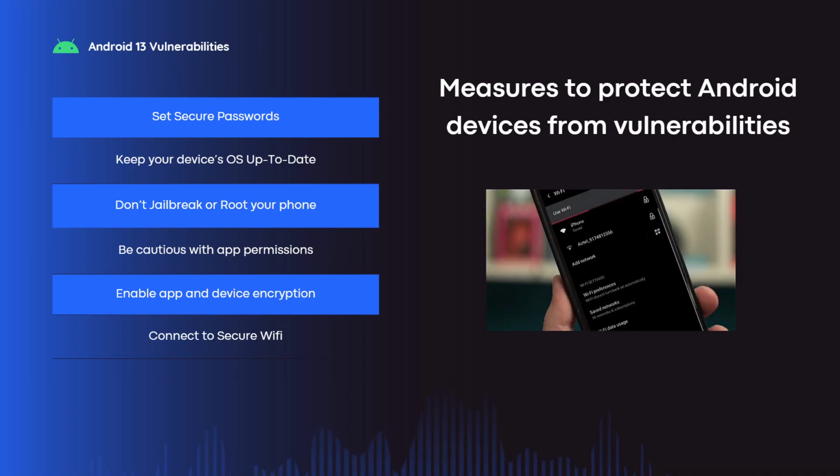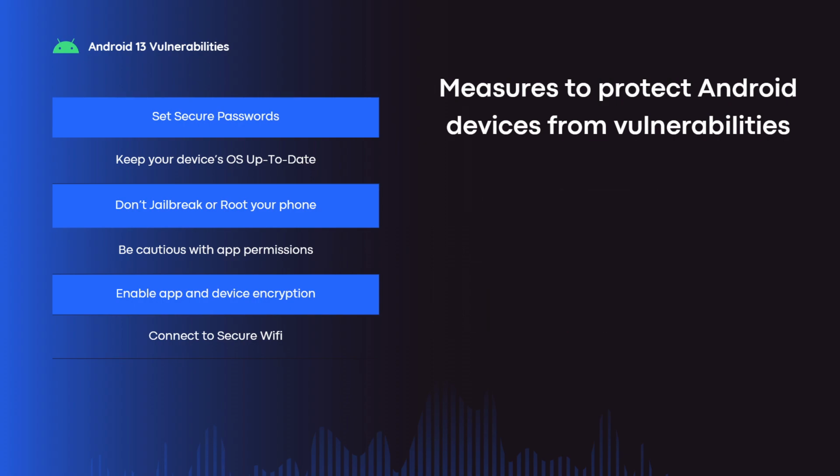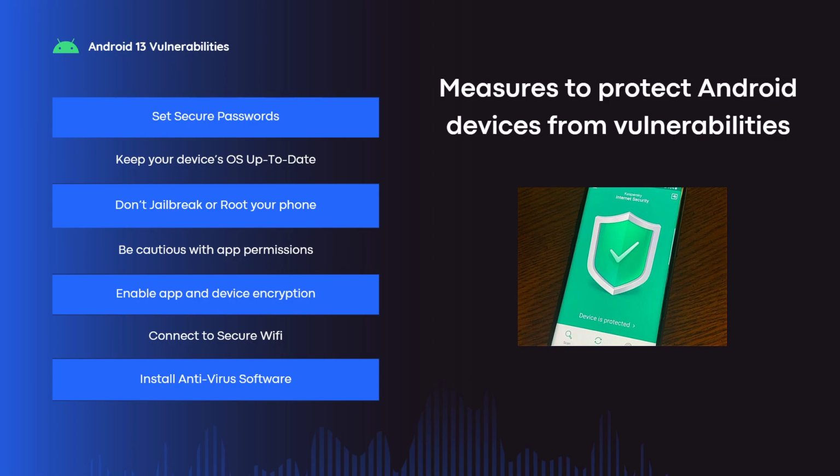Connect to secure Wi-Fi. Ensure your Android device connects to secure Wi-Fi networks for data protection. Verify network encryption, WPA2 or WPA3, and credentials before connecting. This reduces the risk of unauthorized access, data interception, and privacy breaches. Install antivirus software. It can provide an additional layer of protection against various types of malware and security vulnerabilities.